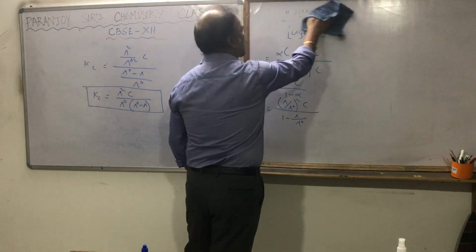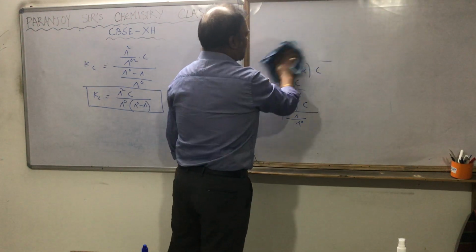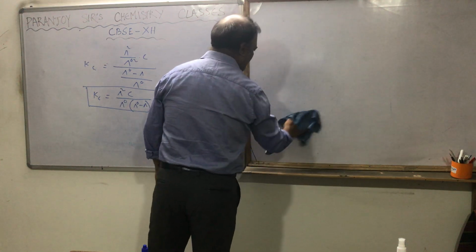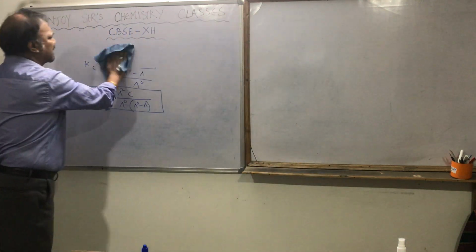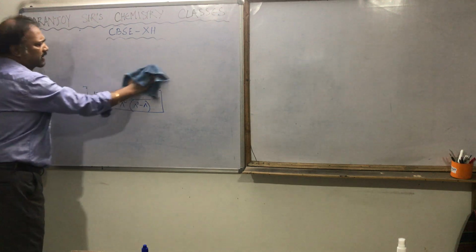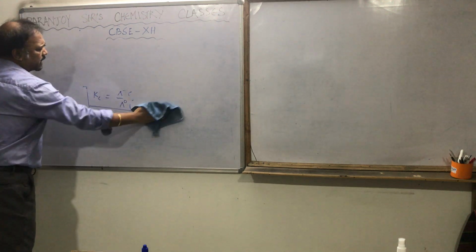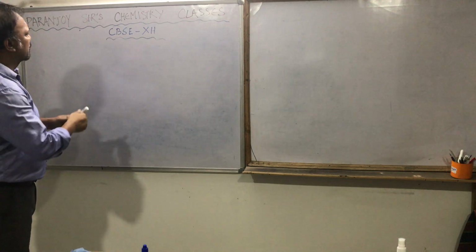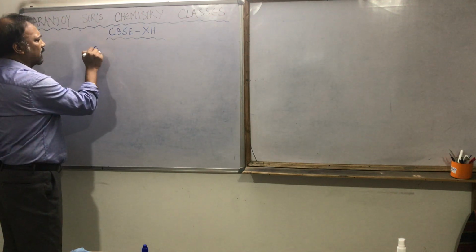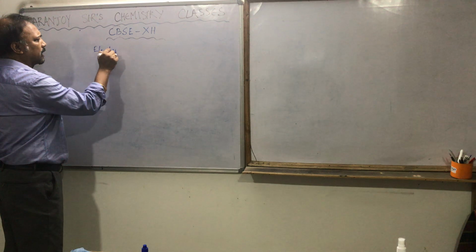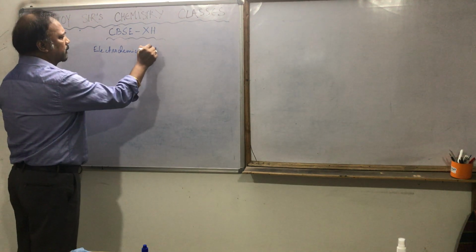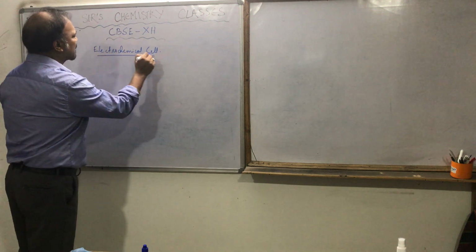Next we are going to enter the cell now. The first type of cell we have to know is the electrochemical cell, and simultaneously I will come to the electrolytic cell also today. Just the basic concept of cell we must know. So, the heading: electrochemical cell.